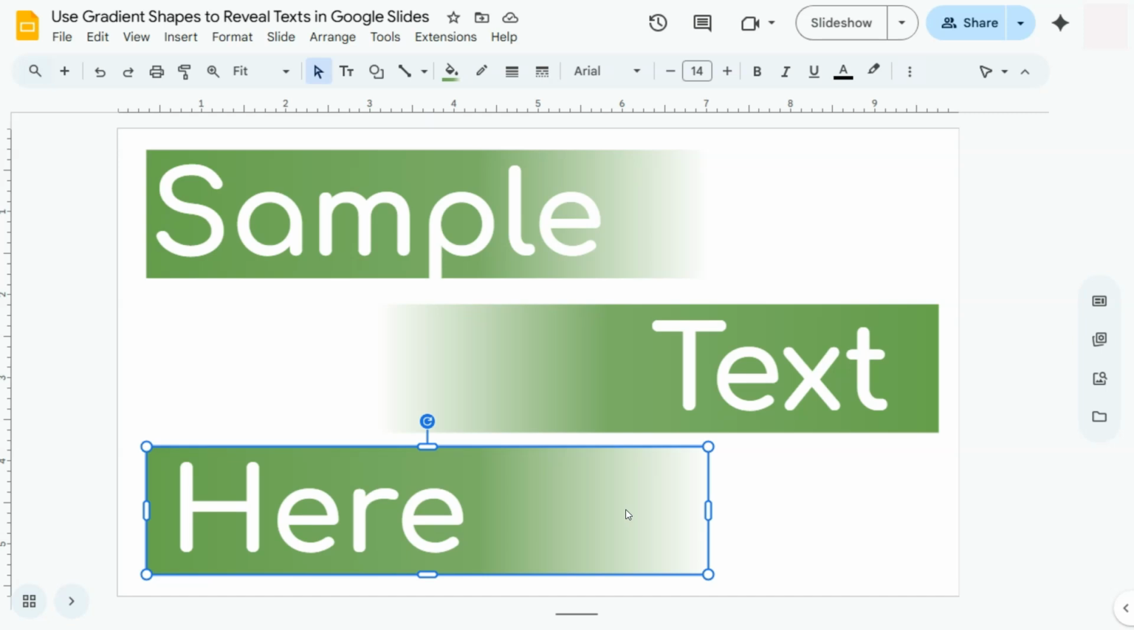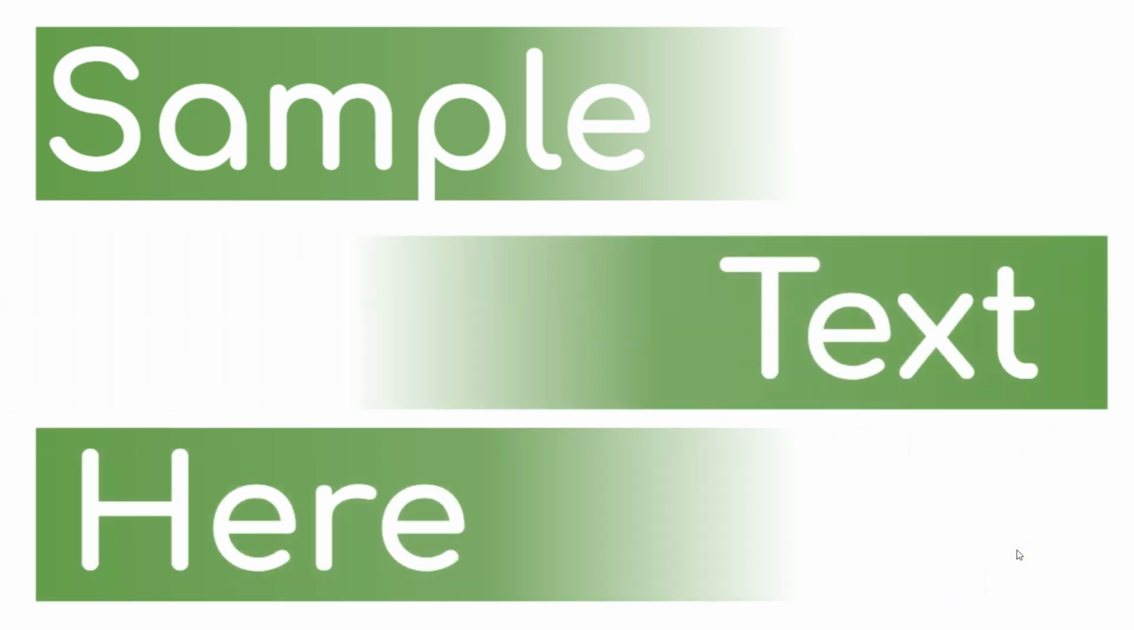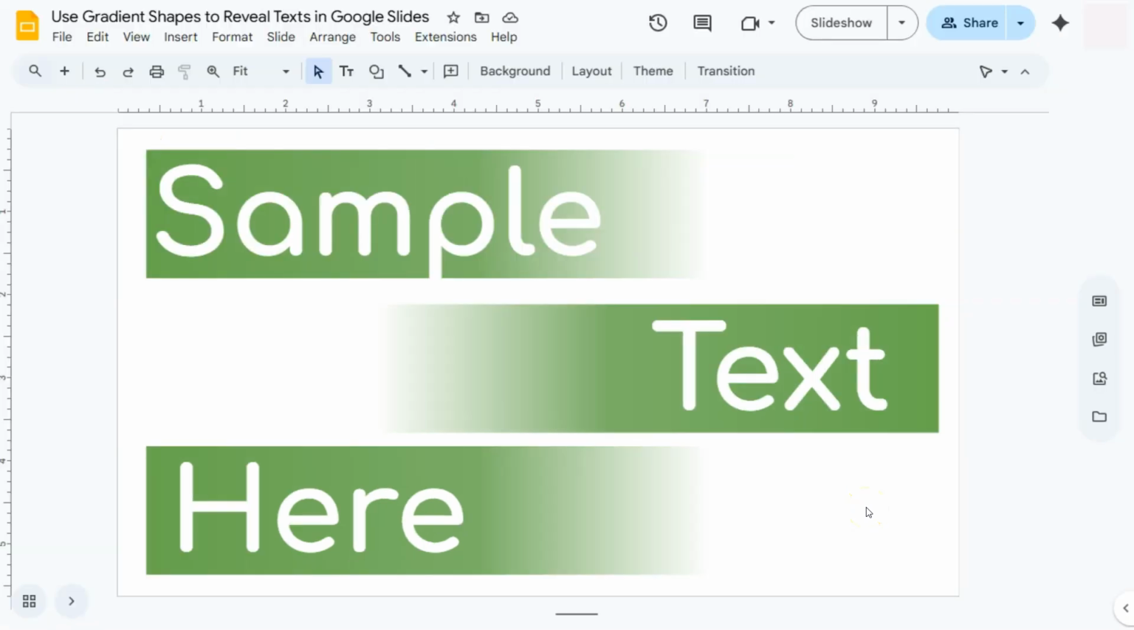Let me show you with our slideshow. So here is our slide. If I click to start the animation to reveal those texts, here we go. And there you have it. So we have those shapes coming in from your right, your left, then your right again to reveal these texts right here. So how do we recreate this?